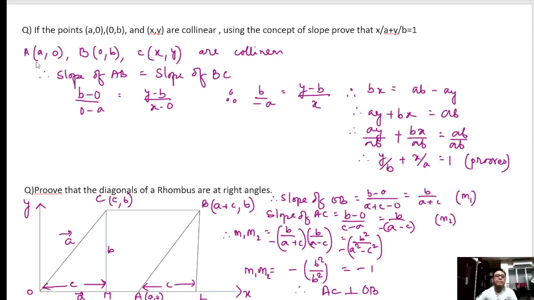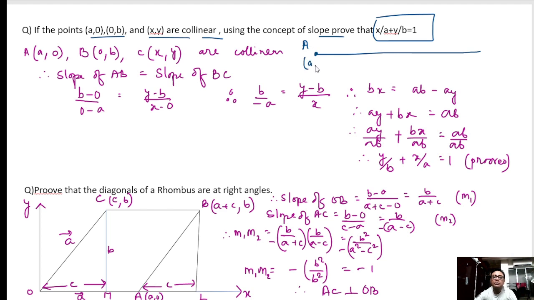Next, if the points this and this and this are collinear, using the slope concept, prove this. Now collinear means they are on the same straight line. So this is that point (A, 0), this is that point (0, B), and this is that point (X, Y).